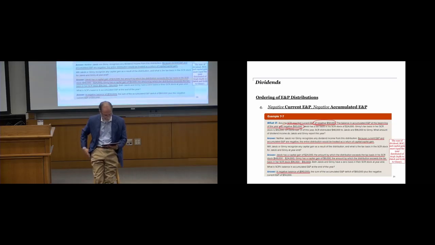And the third question: what is SCR's balance in accumulated ENP at the end of the year? Answer is a negative balance of 110,000. That is the sum of the accumulated ENP deficit of 60,000 plus the negative current ENP of 50,000. Right, I came into the year with a negative accumulated ENP of 60, and I continued to do badly. I added 50 to it, so my accumulated ENP going into the following year is going to be the sum of those two, 110,000.